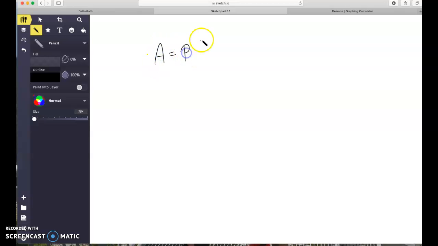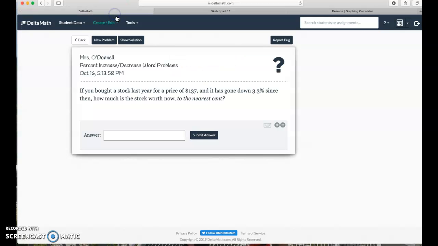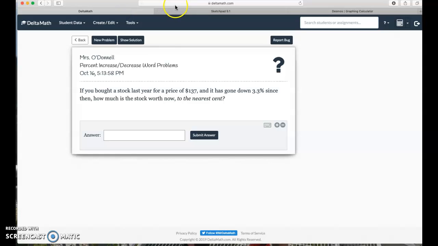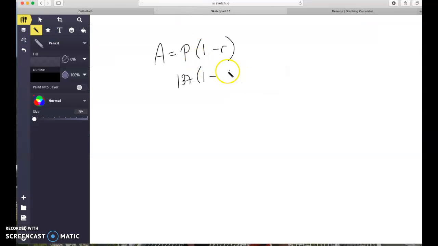So we're going to do our principal times 1 minus our rate, right? So if you bought stock last year for $137 and it's gone down 3.3%, then $137 is that principal amount, and it's going down by 3.3%, which is 0.033. Oh boy.